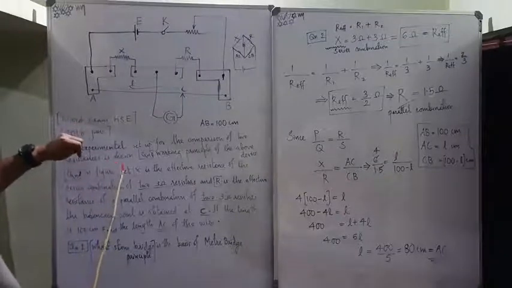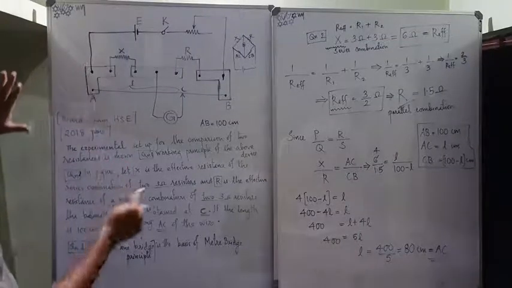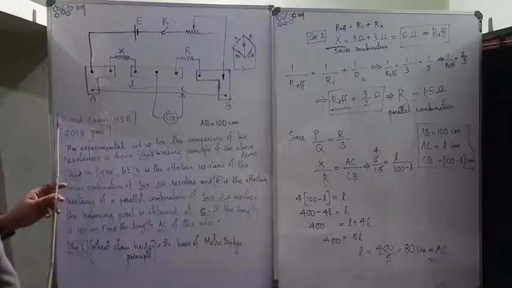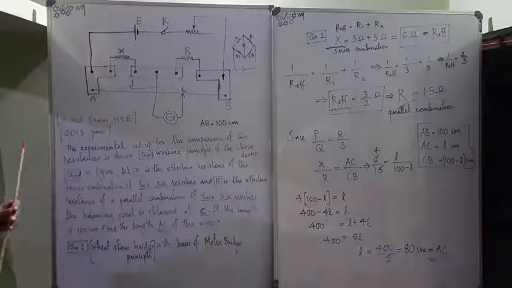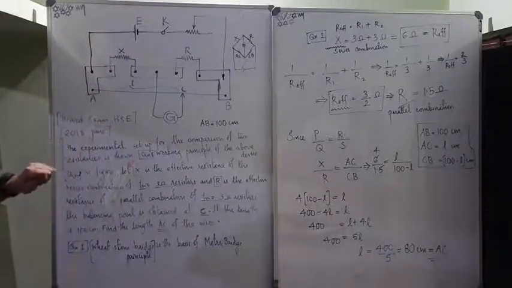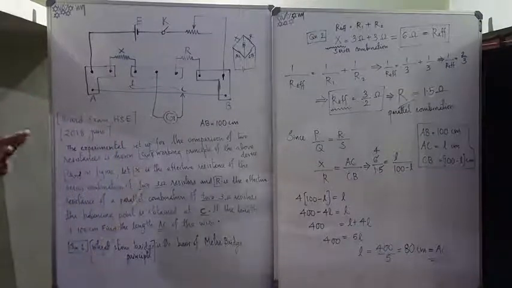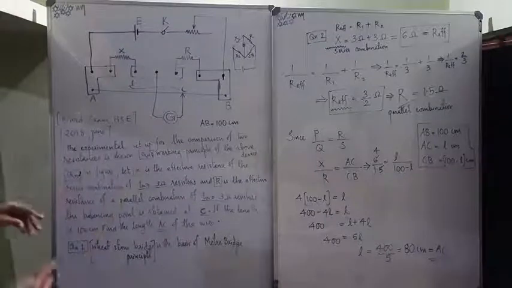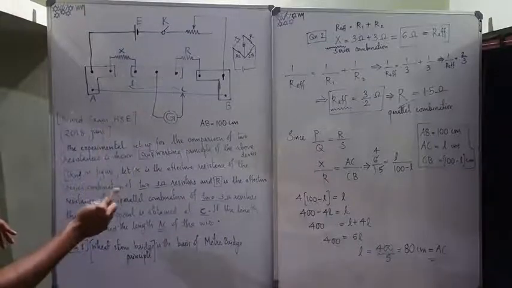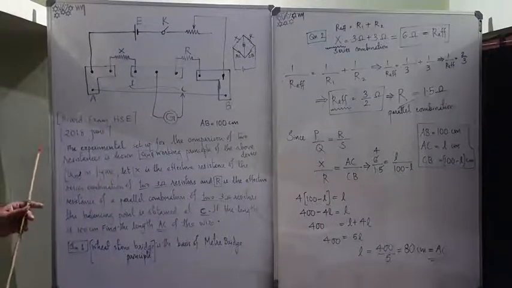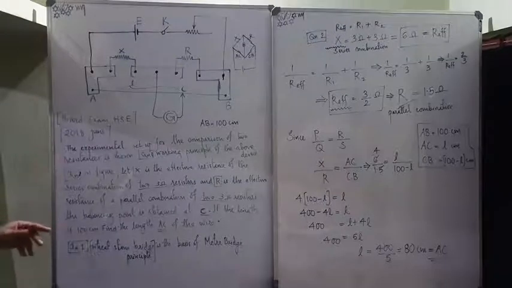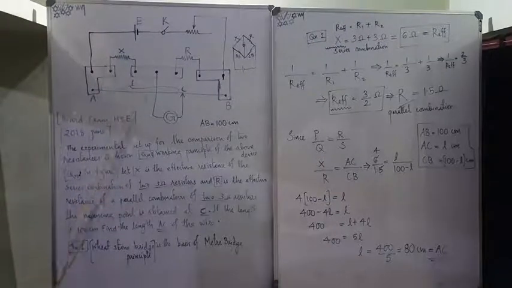Hello, my dear viewers. Today I am here to acquaint you with the board examination question of June 2018, in which a figure like this is shown. It's a meter bridge figure, and the question is asked. The experimental setup for the comparison of two resistances is shown. The two resistances are X and R. Question one is: what is the working principle of the above device?